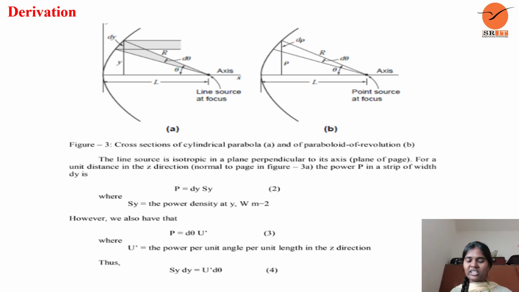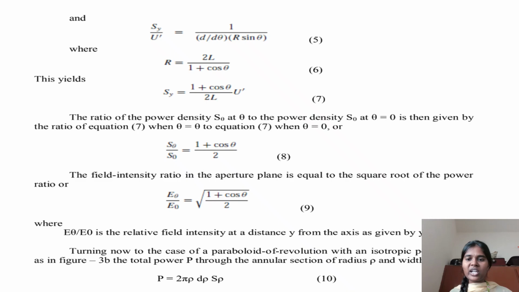These are the two cases we take to derive the parabolic reflector gain. First of all, from figure A, the power P equals Sy dy, where Sy is the Poynting vector. Another power representation is P equals U dash d theta, where U dash is the power per unit angle per unit length in the direction. Comparing the above two equations, Sy dy equals U dash d theta, so Sy by U dash equals 1 by dy by d theta.